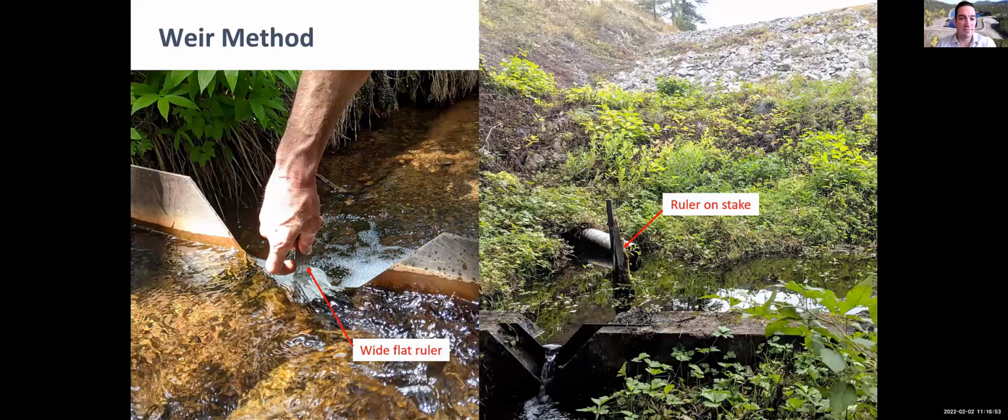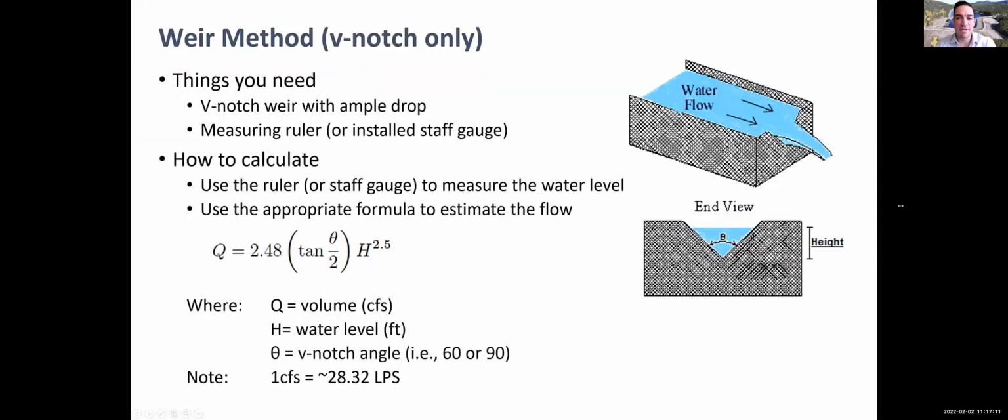Here's a very similar one on the right side where we see another V-notch weir. This could be problematic if the nappe doesn't fall free, but it appears that it is falling free, and you have a little ruler on this piece of wood. So those are some examples of what some other people have done.